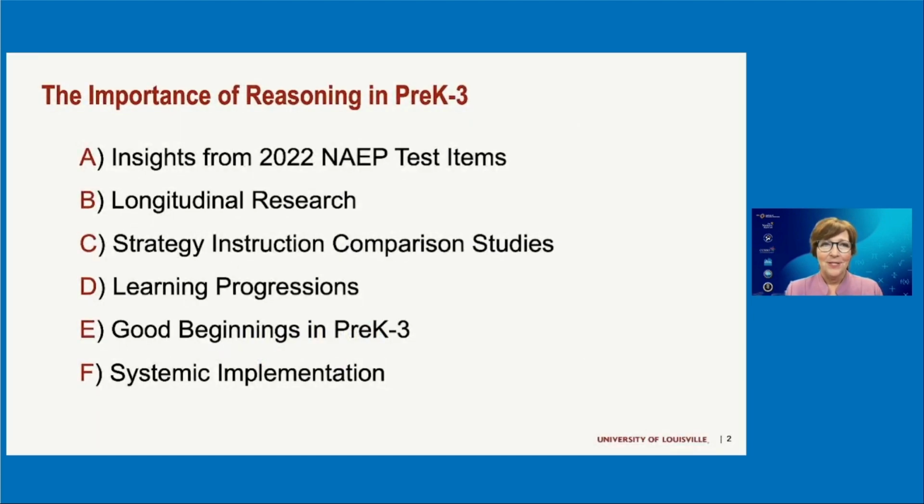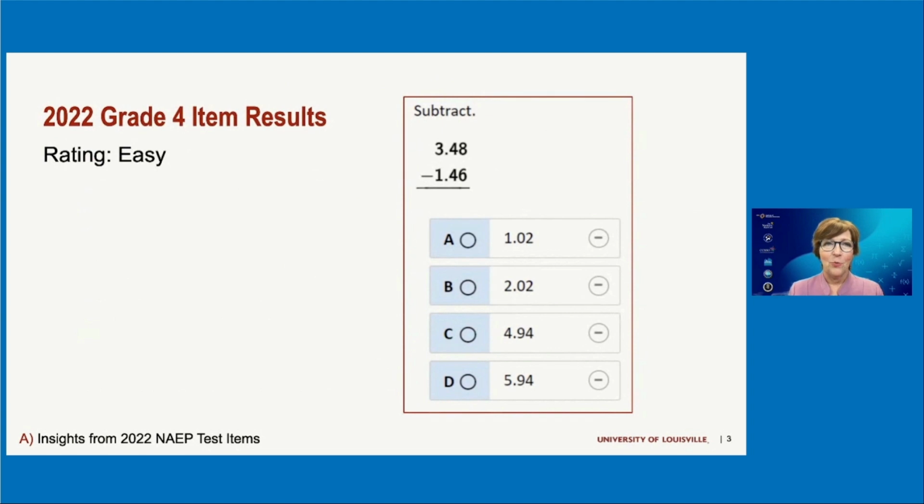This session is organized from A to F in 30 minutes. We are going to start with some NAEP items, and then look at some research and connect that to what that means for classroom practice and how to make those changes at the systems level. So to start, here are some items from the 2022 grade 4.